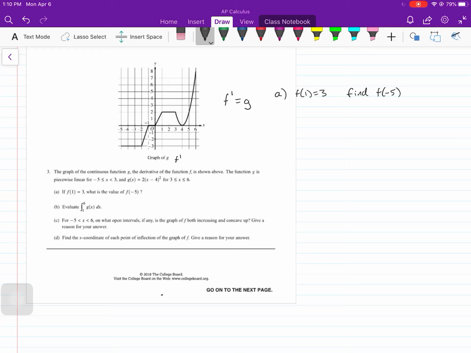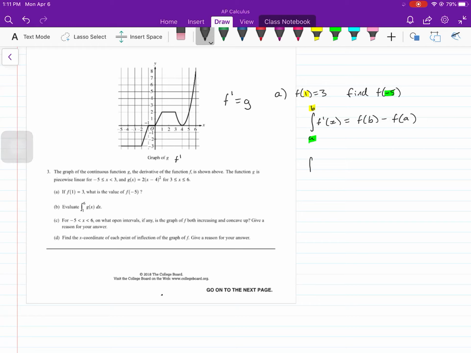So f of 1 equals 3, find f of -5. They really just gave us the graph of f prime. So what are we going to do? We're going to use the fundamental theorem of calculus, the fact that the integral of f prime of x from a to b is equivalent to f of b minus f of a. So I'm going to use this. Let's call b 1, and -5 we'll use for a, because that's the lower bound and upper bound here.